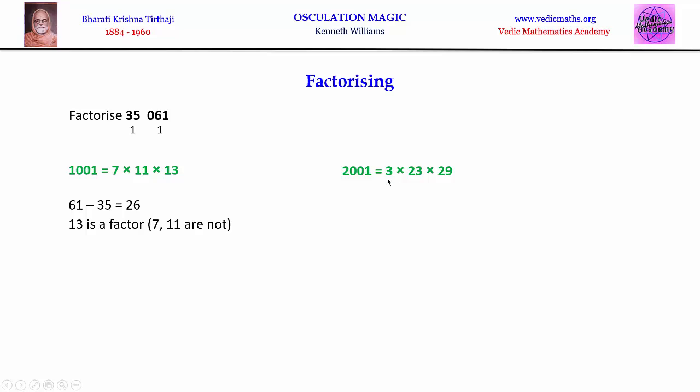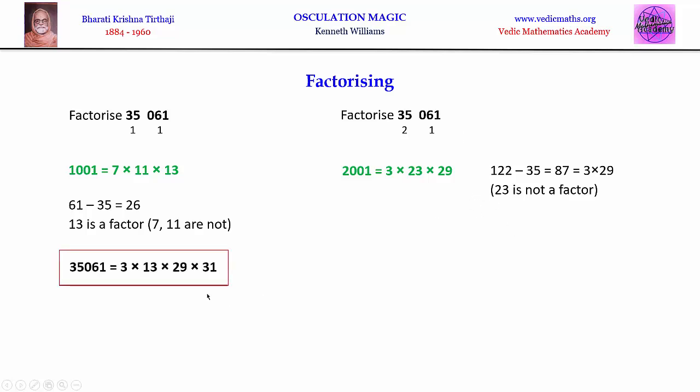We can test for divisibility by these three factors in the same way. Because it's thousands, we separate three figures like that, and this time we've got 2001. We cross multiply and subtract. We get 122 minus 35, which is 87, which is 3 times 29. So because they're both factors of 2001, they're also factors of our given number, and 23 is not. So far we've got this number is 3 times 13 times 29. There's also a 31 there.